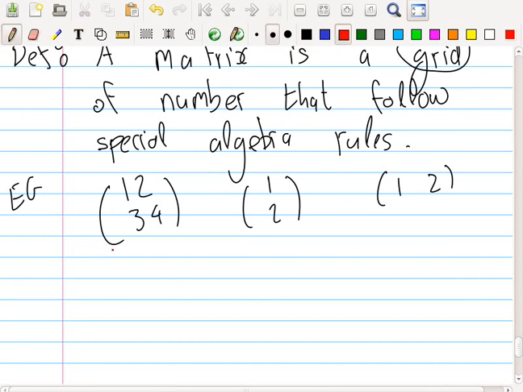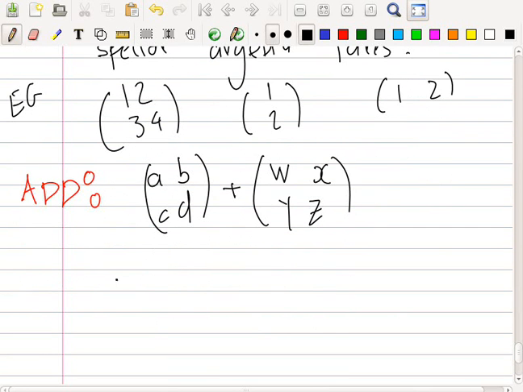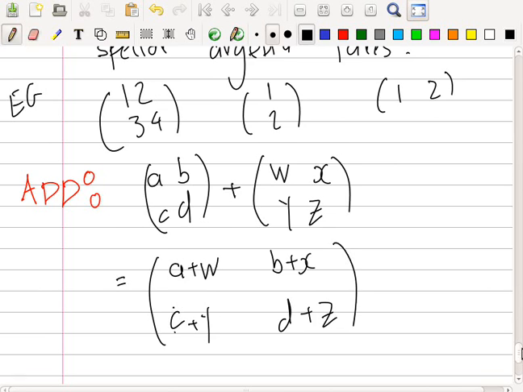So the first rule is how do you add two of them? And that's actually quite easy. If you have, for example, A, B, C, D of numbers and you want to add them to W, X, Y, and Z, you can almost guess the answer. It will be A plus W and B plus X and C plus Y and D plus Z. That's how you add two together.